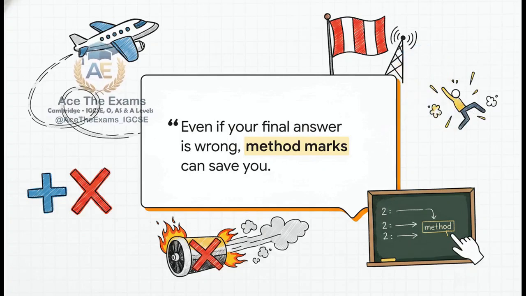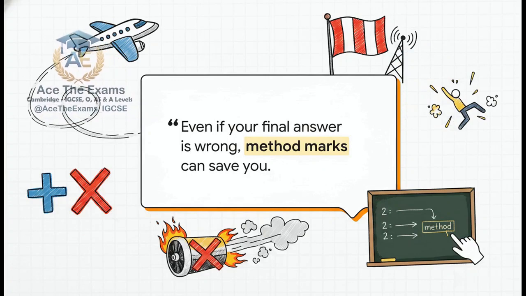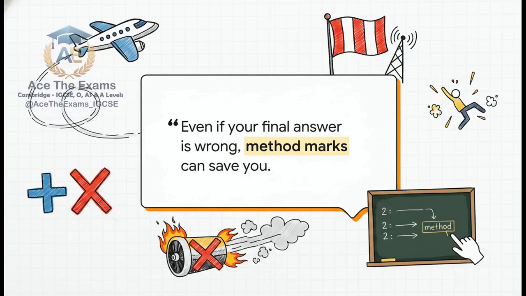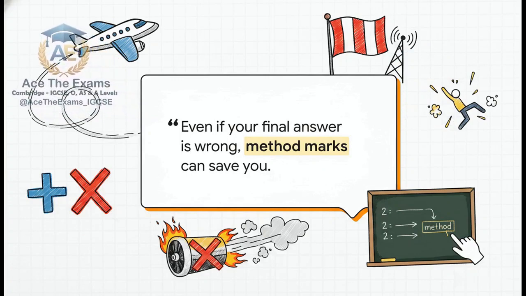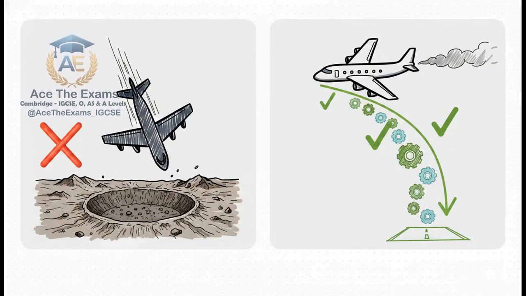Listen carefully. The method marks are the emergency foam on the runway. They are built into the Cambridge grading system to reward your conceptual understanding, meaning even if your final calculation goes slightly awry, you can still survive the landing. Your process is just as valuable as your final calculation. Let's look at this comparison side by side.